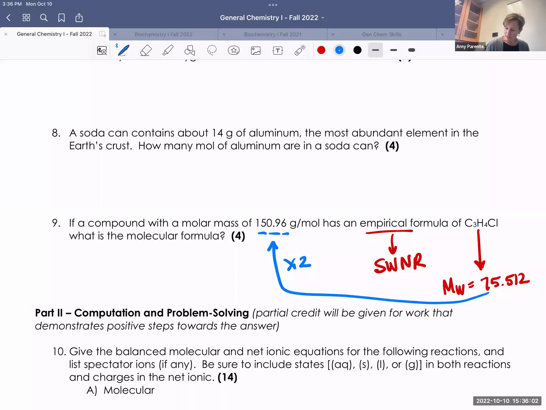So what I'm going to do is double my empirical formula, and I'm going to get C6H8Cl2. Does that make sense? Yeah. And as a double check, you could say, okay, 6 carbons times 12.01, which is carbon, plus 8 hydrogens times 1.008, plus 2 chlorines times 35.45, and then make sure that adds up to 150.96 or close to it. That make sense?